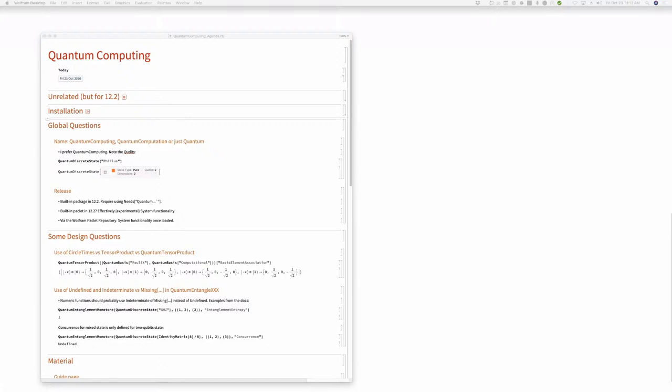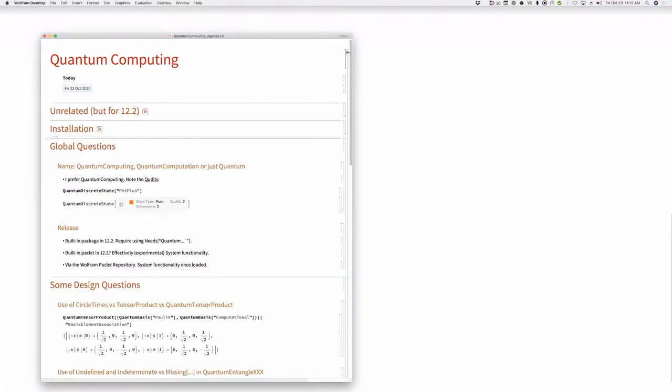Okay, for people joining this live stream, we are talking about our long in development quantum computing functionality that will be going into 12.2.